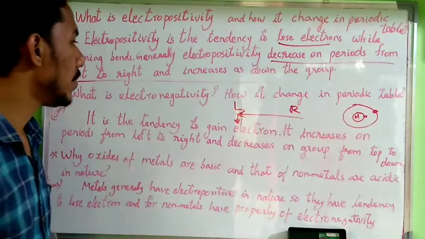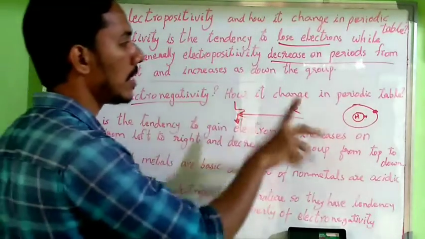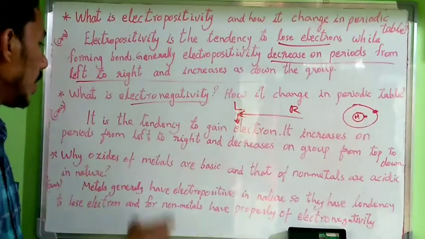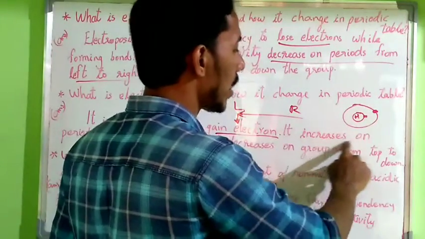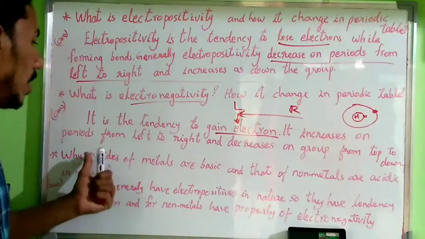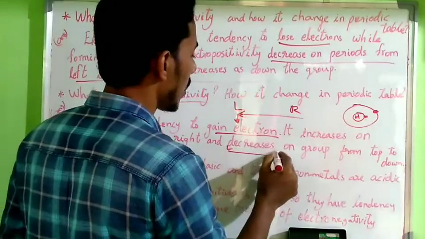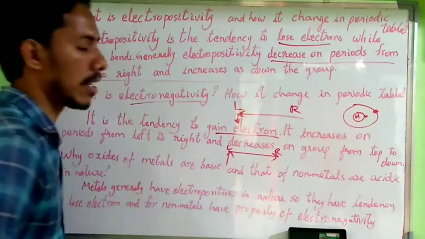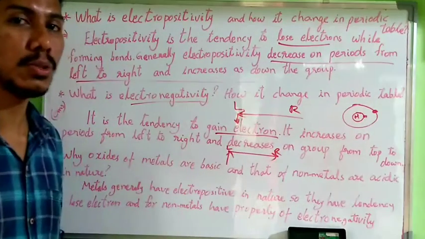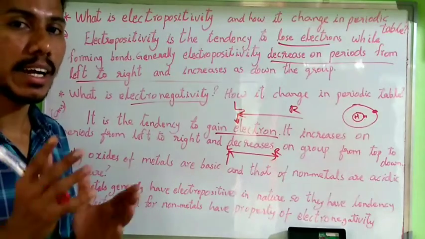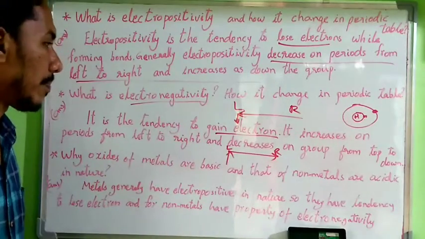Then what is electronegativity? It is another question, just opposite to electropositivity. How does electronegativity change in the periodic table? It is the tendency to gain electrons. Electronegativity increases along periods from left to right and decreases down the group. It is just opposite to electropositivity. You only need to study electropositivity, and understand that electronegativity is just opposite to that.